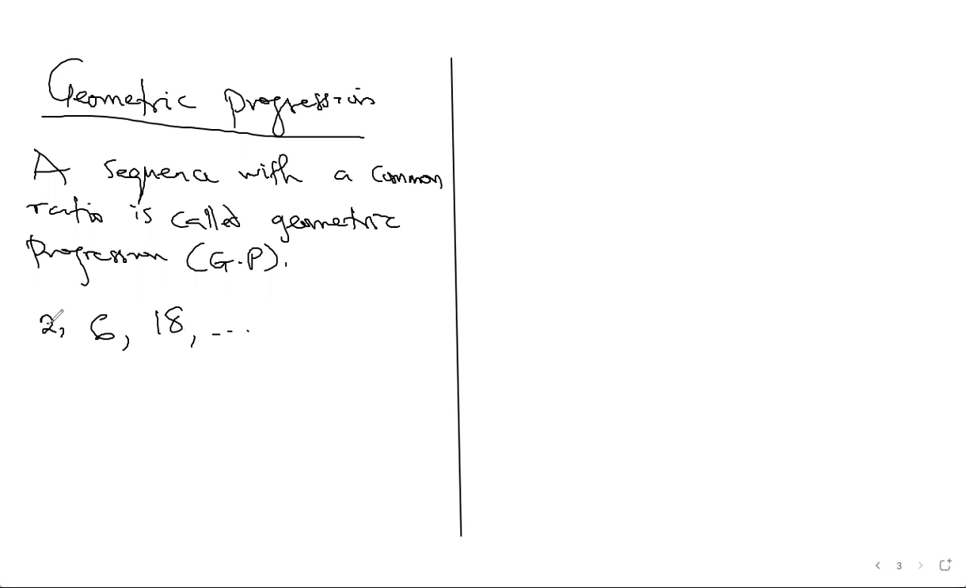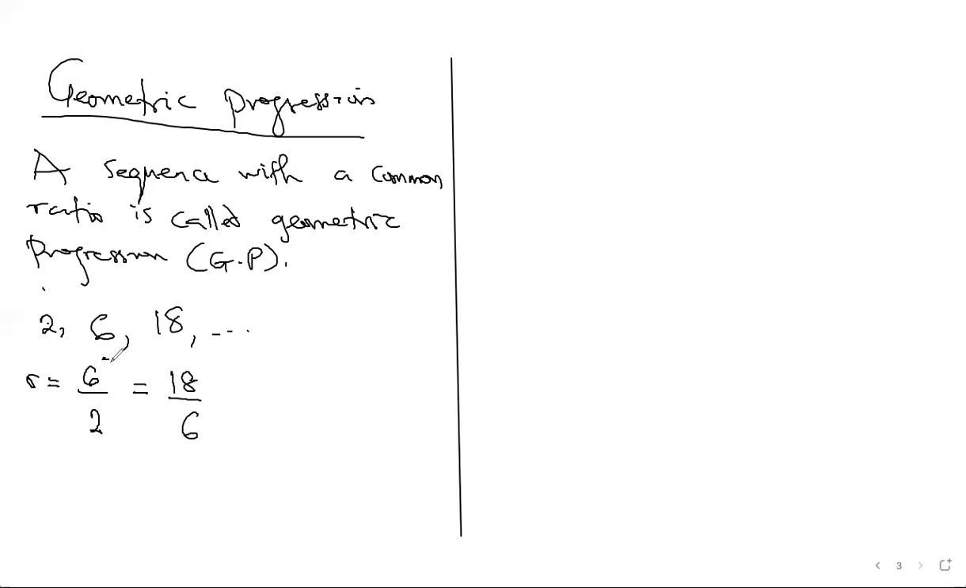this one does not have a common difference. If I subtract 6 minus 2, that gives 4. 18 minus 6 is 12, so it's not constant. But I can check whether it's a GP if I do the ratio. The second term divided by the first term, is it equal to the third term divided by the second term? If this is correct, then we know that this is a geometric progression.